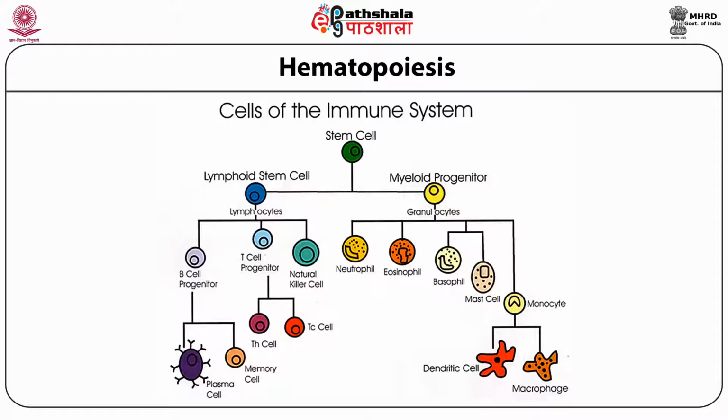In addition to this, myeloid progenitor cells or myeloid lineage also give rise to mast cells and antigen presenting cells, which are dendritic and macrophage cells, whereas lymphoid lineage gives rise to T lymphocytes, both T helper and TC cells, natural killer cells and B cells, also plasma cells. So these are the various cells which are involved in giving immunity to our body, or we can say these are the cells of the immune system.